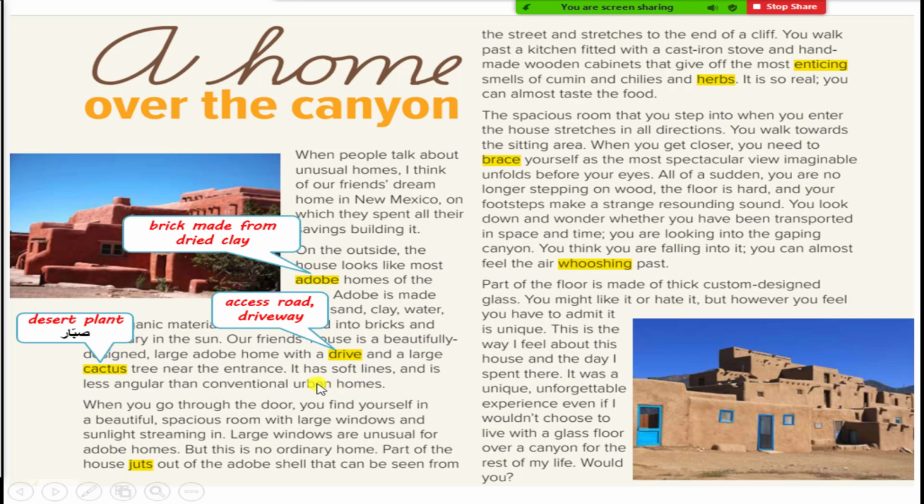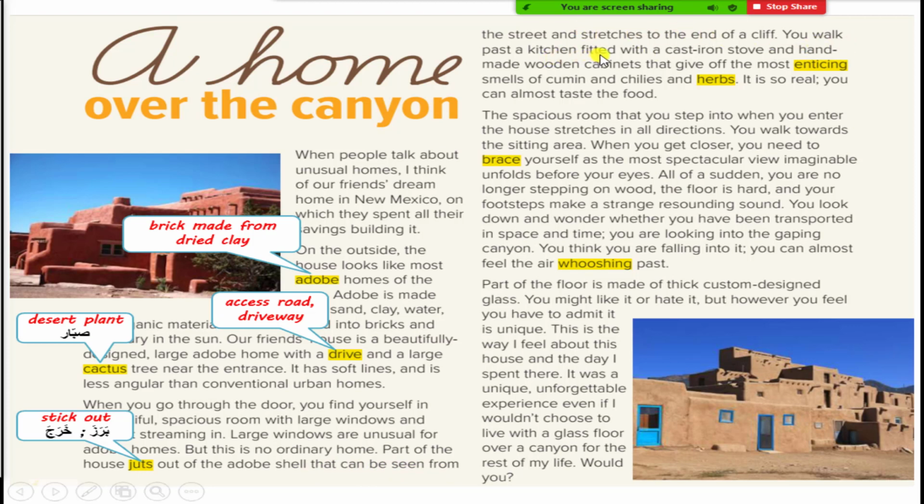Who will complete? Okay, Iyad, when you go? When you go through the door, you find yourself in a beautiful, spacious room with large windows and sunlight streaming in. Large windows are unusual for adobe homes, but it's no ordinary home. Part of the house juts out of the adobe shell. Juts out here means sticks out, okay? Part of the house juts out of the adobe shell that can be seen from the street and stretches to the end of a cliff.